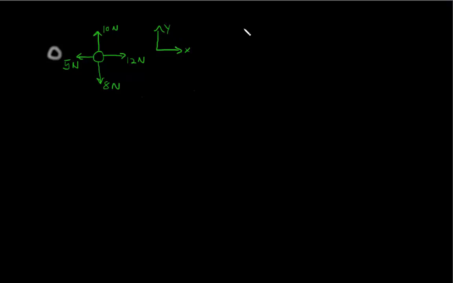So what I want to do is get the net force in the x direction. I'm going to look at anything that goes left and right, so that would be this one and this one. Let's label these things. Let's call this force 1, force 2. So the net force would be simply force 1 plus force 2.